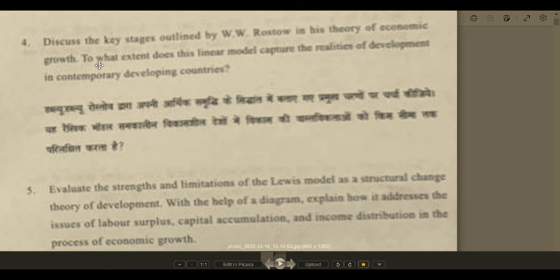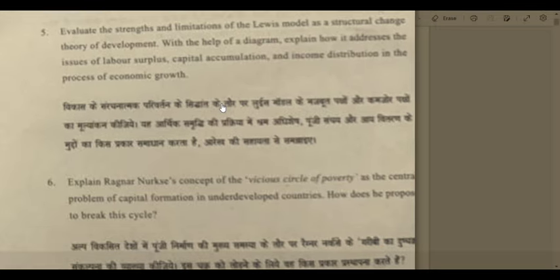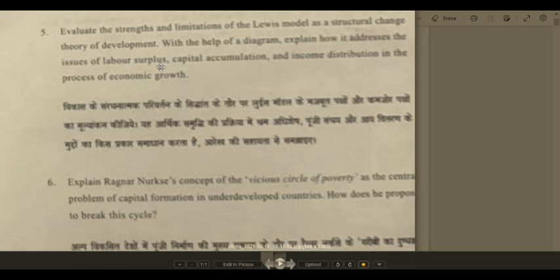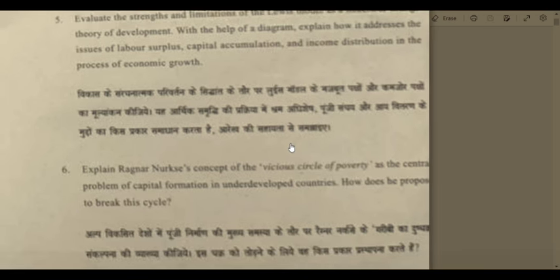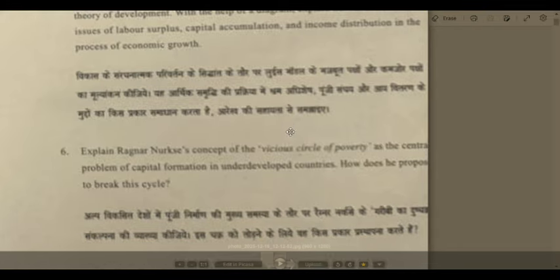Then we have another question. Key stages by W. Rostow, that is Rostow's stages of growth theory. To what extent does this linear model capture the realities of development? This is again from Unit number 2. Okay. Now question 5 is from Lewis model. They are telling us to explain the strengths and limitations, which we have covered in our video so far. Now we also have to make the diagrams. With the help of diagram, explain how it addresses issues of labor surplus, capital accumulation, and income distribution in the process of economic growth. So basically, you have to explain the whole concept of Lewis model, its assumptions, its workings with traditional sector and modern sector.